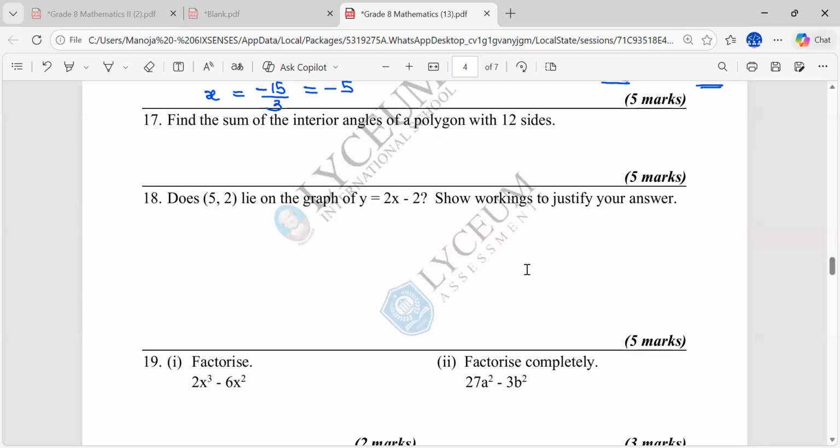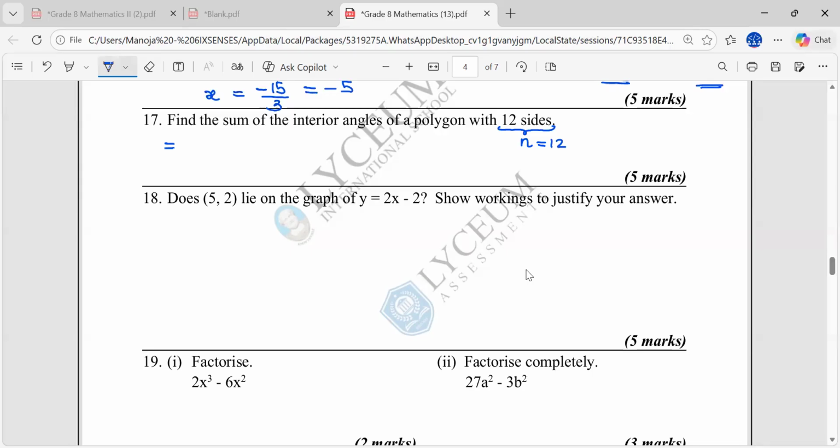Find the sum of the interior angles of a polygon with 12 sides. The 12-sided means n is equal to 12. What is the formula? We discussed this. You take the n minus 2 value and multiply by 180. The n minus 2 is the number of triangles we can see inside this polygon. So if it is 12-sided, the number of triangles should be 10, multiplied by 180. The answer is 1800 degrees, right?